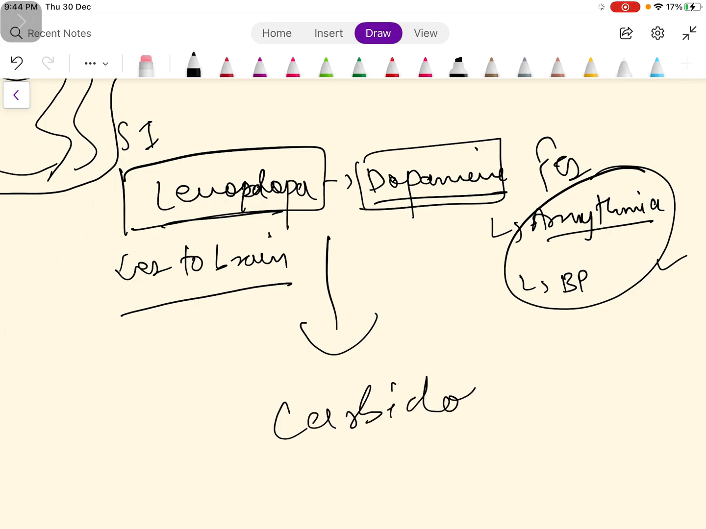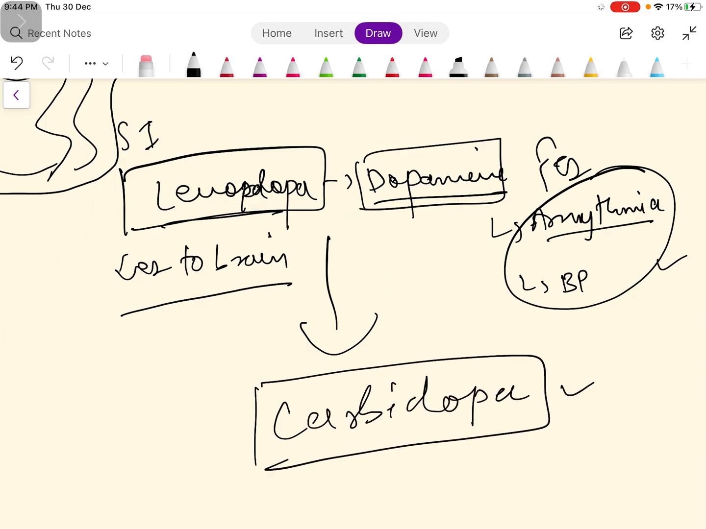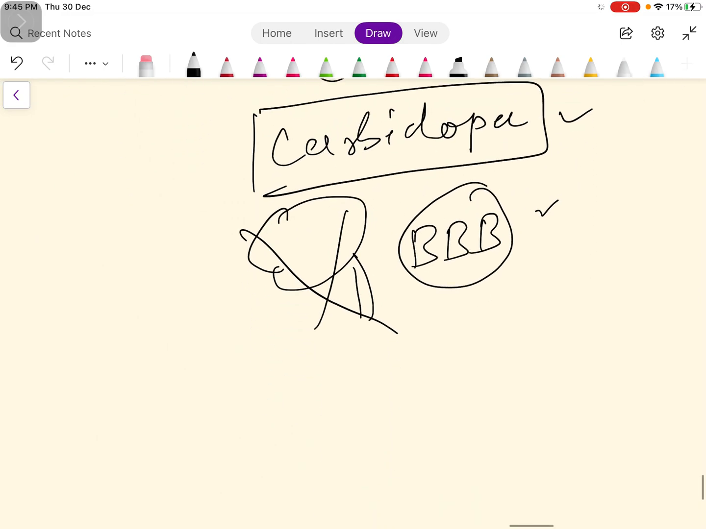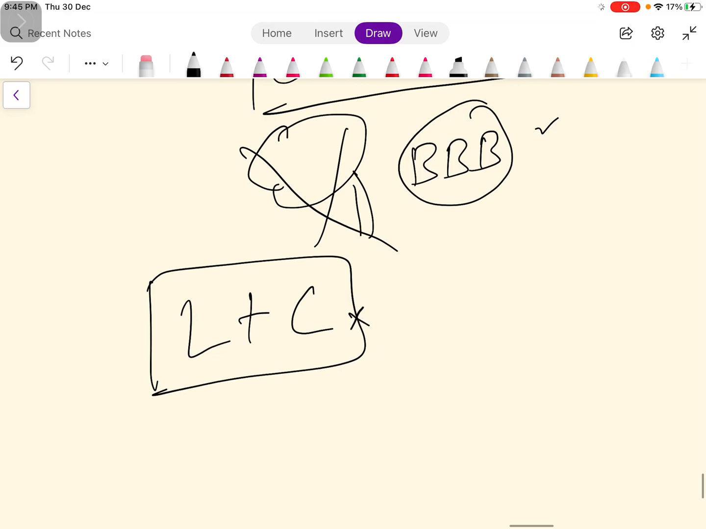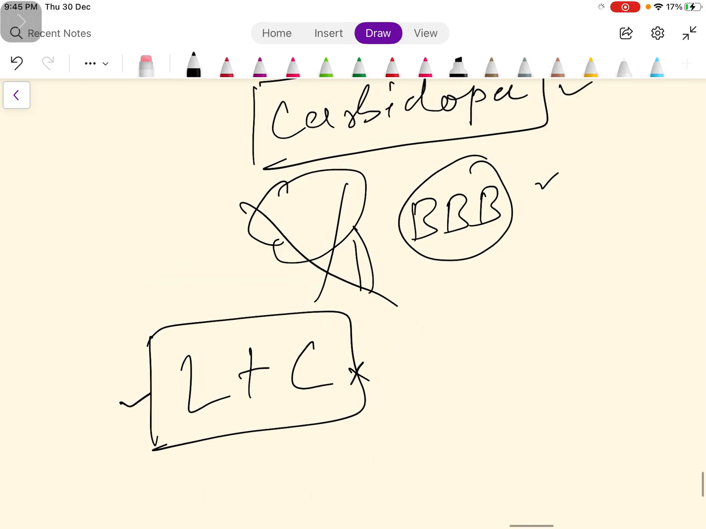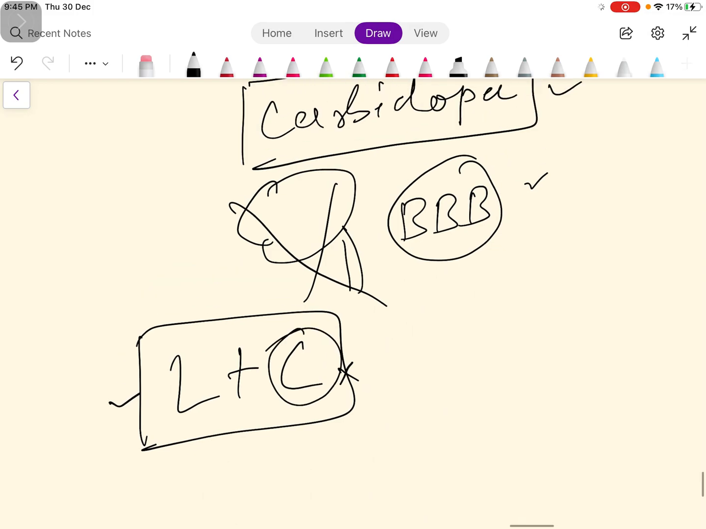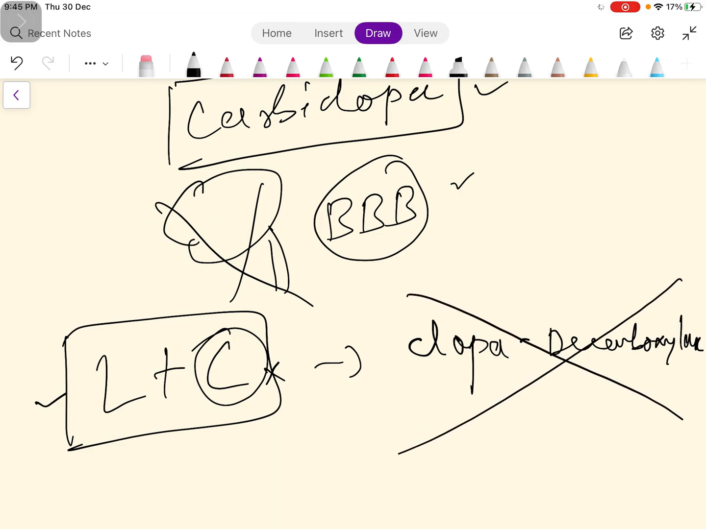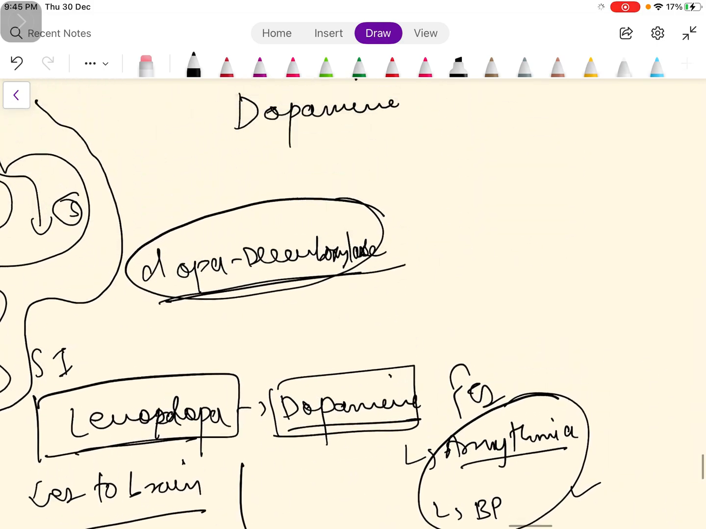So our scientists developed another drug, that is carbidopa. Now this carbidopa is a drug that cannot enter the brain because it cannot cross the blood brain barrier. So when we give levodopa and carbidopa, what will happen is this carbidopa will not be able to enter the brain, but this levodopa will reach the brain. Now what is the use of carbidopa then? This carbidopa will inhibit the enzyme dopa decarboxylase. Okay, so this dopa decarboxylase will get inhibited.